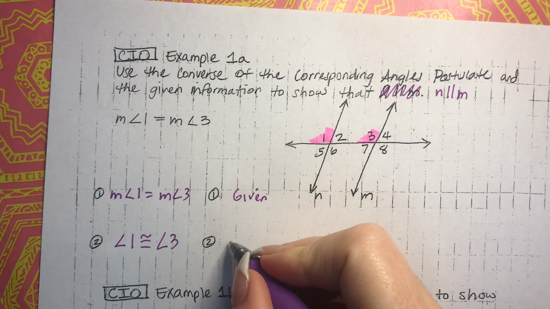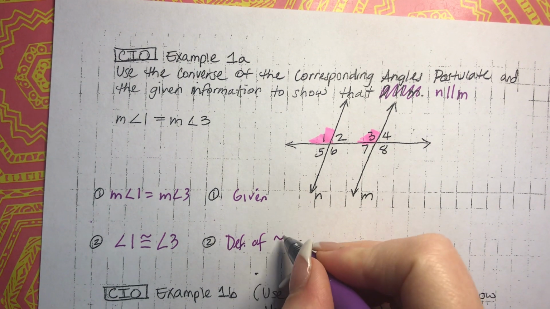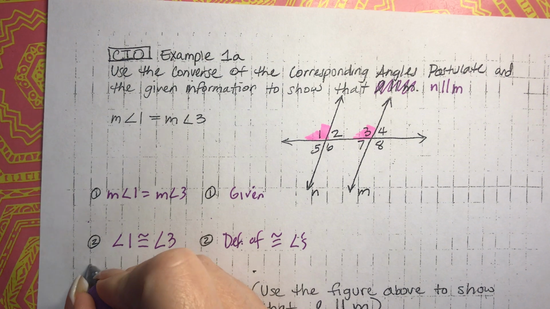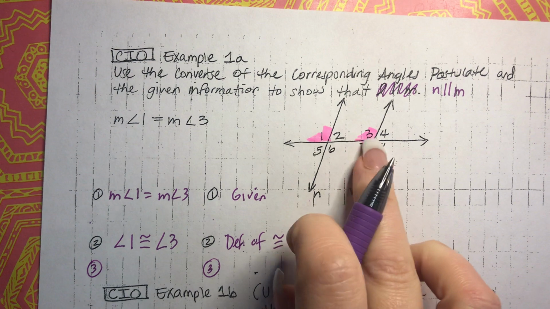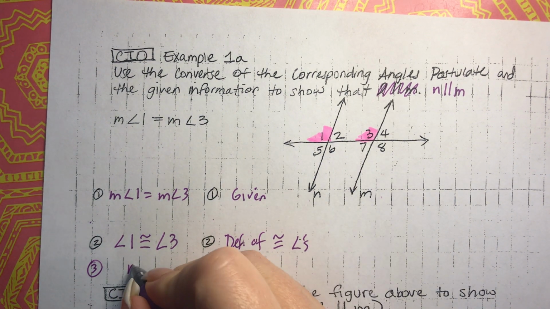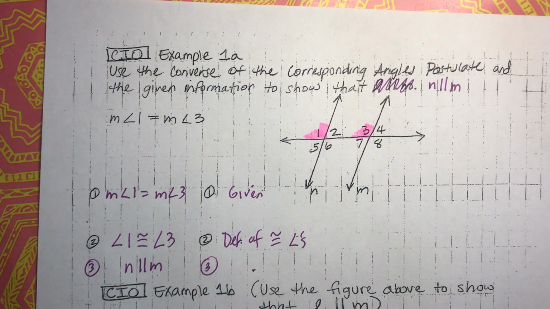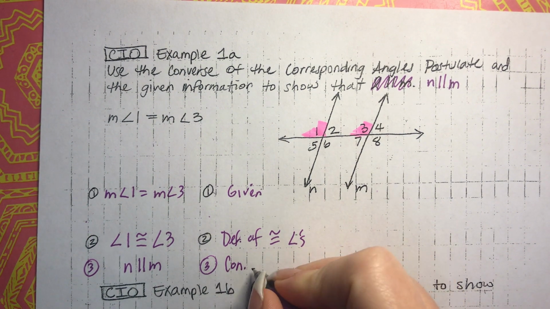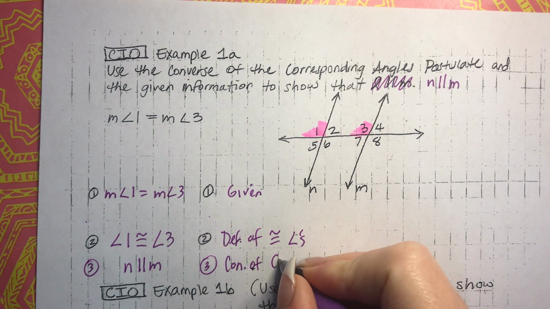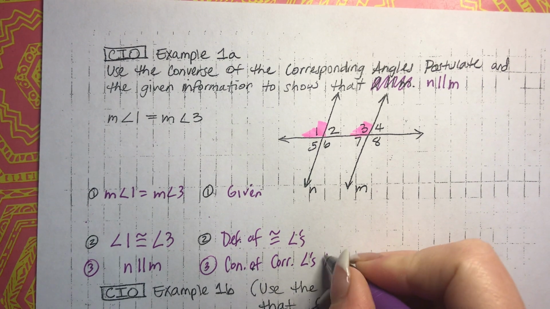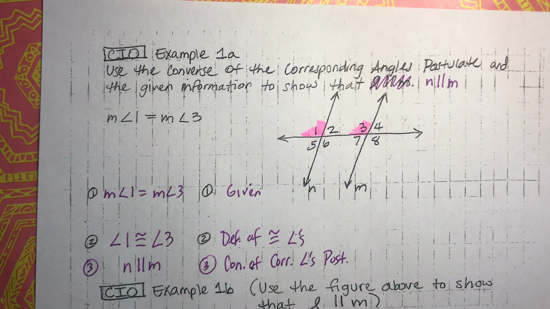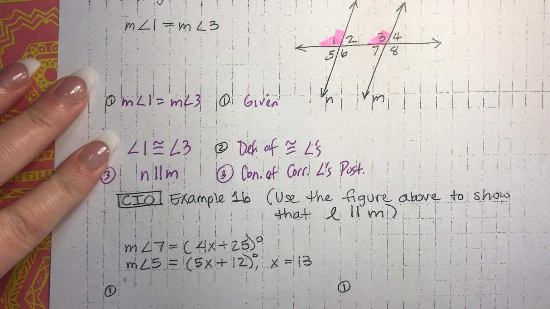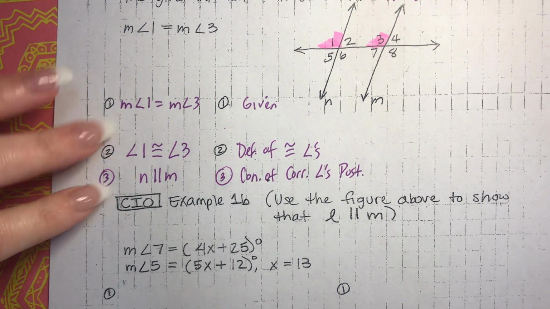So we can change the format by the definition of congruent angles. And then we can just make a 3 below here. And we can say that those two are congruent, so that means that N is parallel to M by the converse of corresponding angles postulate. Okay, so that's my abbreviation for that. All right, great. If you got all those right, awesome, awesome. If not, go ahead and erase and change so that your notes look the same as mine.